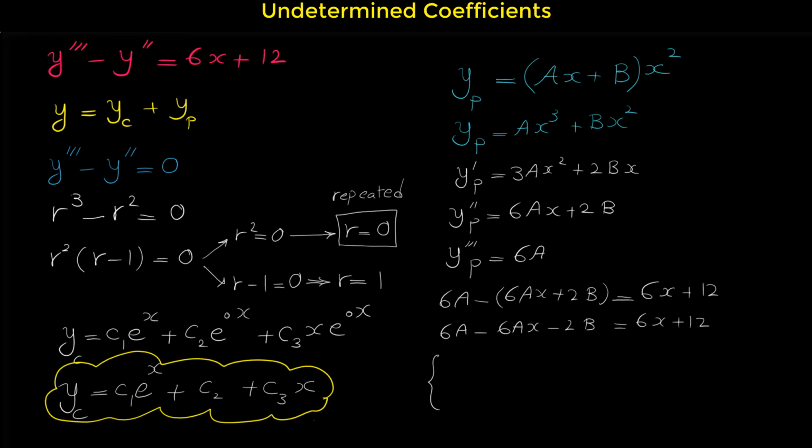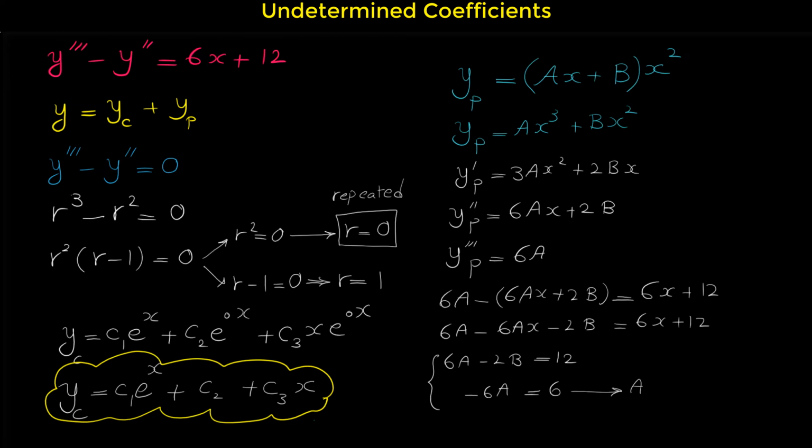If you look at the right side of this equation, the constant term is 12. But what is the constant term in the left? 6a minus 2b. Note that in this term we have x, so this is not a constant term. So 6a minus 2b must be equal to 12. What is the coefficient of x here? 6. What is the coefficient of x in the other side of the equation? Negative 6a. So negative 6a.